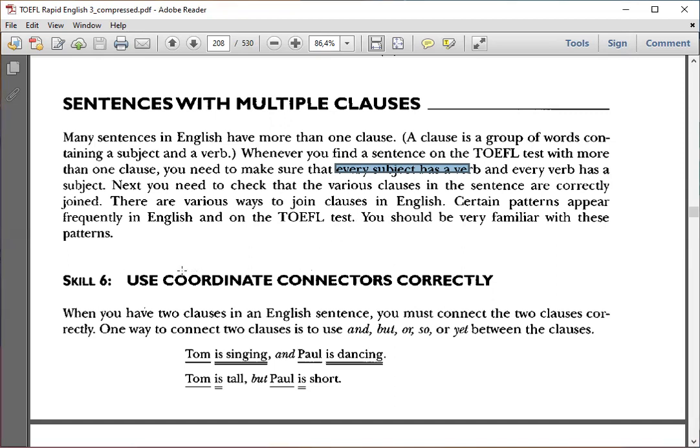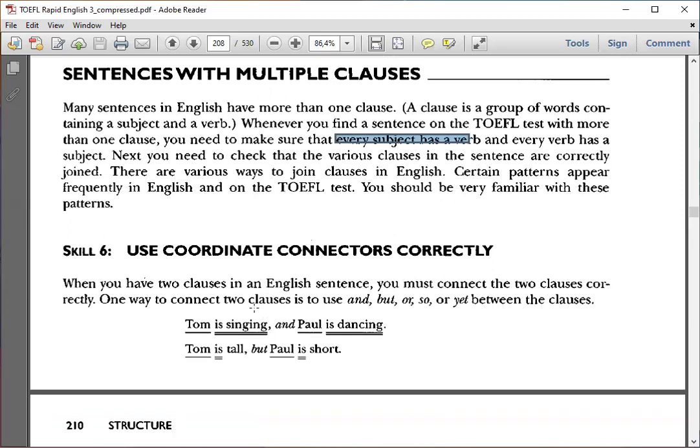Now let's focus on this one: coordinate connectors. If we talk about coordinate connectors, of course we are going to use and, but, or, so, and it could be yet here. For example, Tom is singing, comma, and Paul is dancing. So this is coordinate. If there is a coordinate connector here, you have to put subject verb and subject verb.